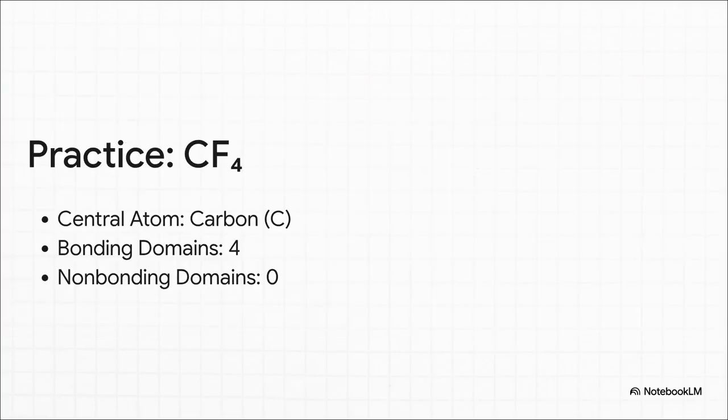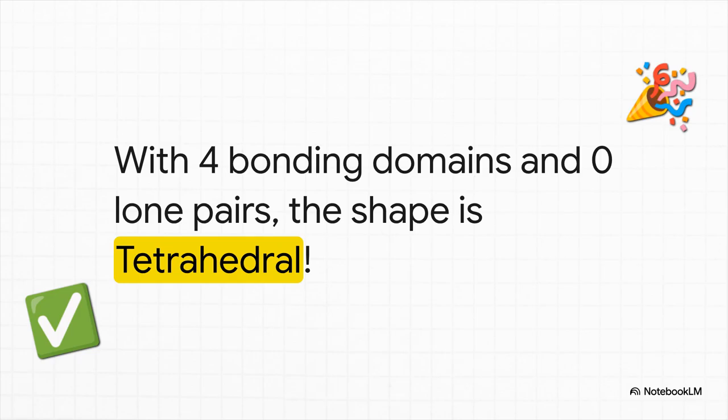Let's try one together really quick. Carbon tetrafluoride, or CF4. Okay, steps 1 and 2, we look at the structure and see carbon is right in the middle. Step 3 is counting. It's connected to 4 fluorine atoms, so that's 4 bonding domains. Now, are there any leftover lone pairs on that central carbon? Nope, 0 non-bonding domains. So if you have 4 bonding domains and 0 lone pairs, what's the shape? It's our perfect, symmetrical tetrahedral. See? The system works. It's that simple.